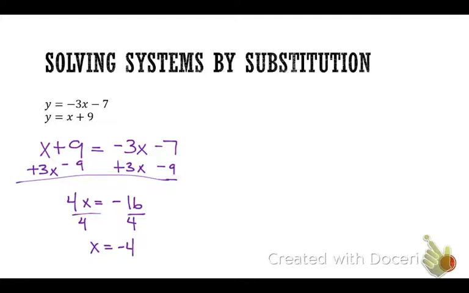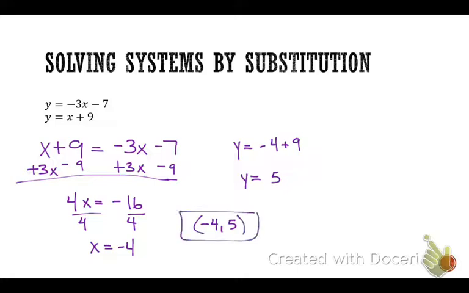Okay? Now, how would I find y? Yes, plug it back in for x. I would do the second one. That one's pretty easy. Y equals, now plug in -4 for x. Y equals -4 plus 9. What's -4 plus 9? 5. Y equals 5. So -4, 5 is my answer. All right.